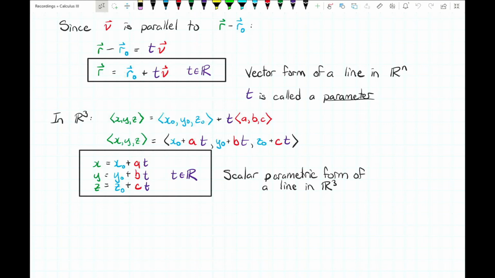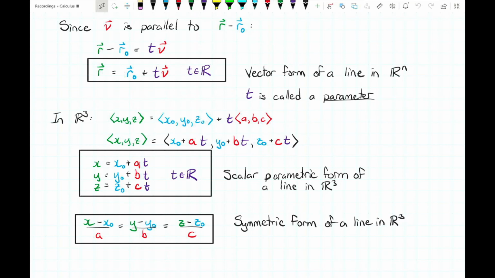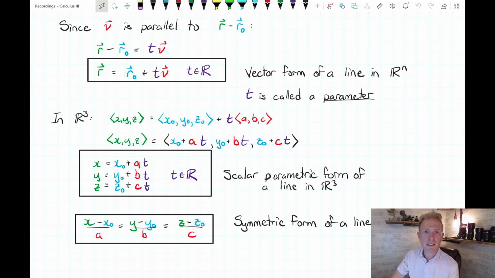And what we get there is what we call the symmetric form of a line in R3. Solving for t 3 times and setting all the results equal to each other gives us this symmetric form. We may not use that one nearly as often, but it is a way to come up with the equation of a line without using that parameter. Now, it's fairly simple to derive the equation of a line given those two pieces of information. It's just scalar multiplication and vector addition.